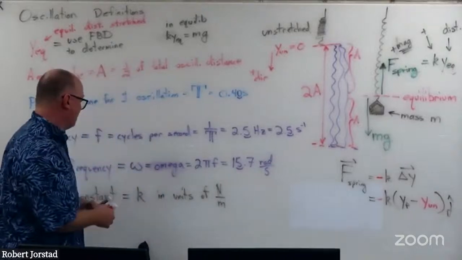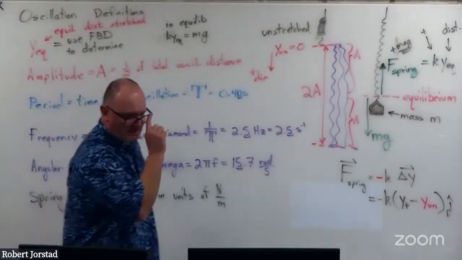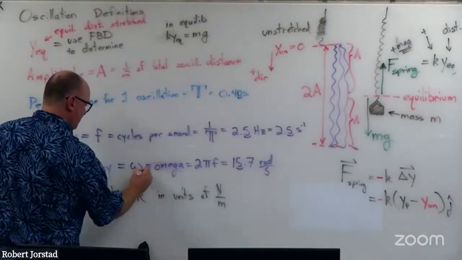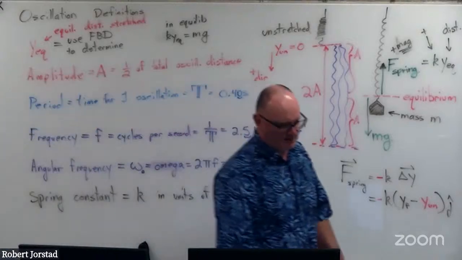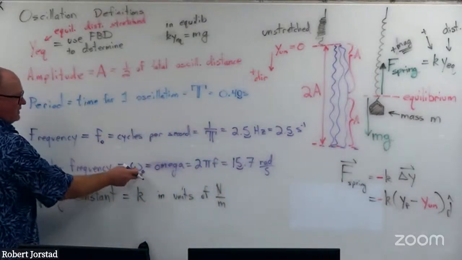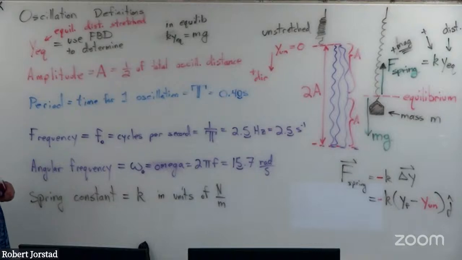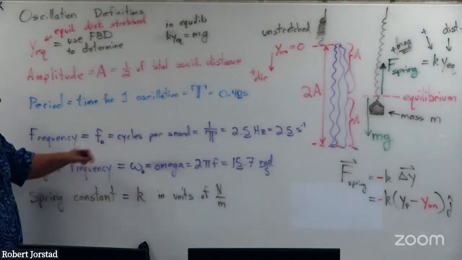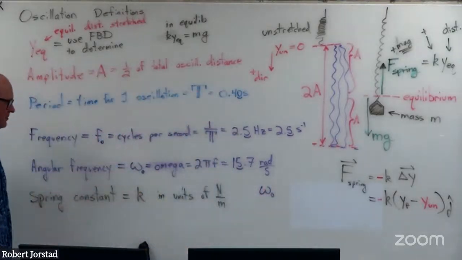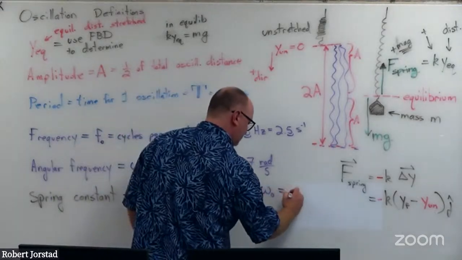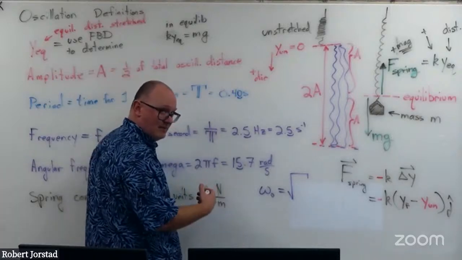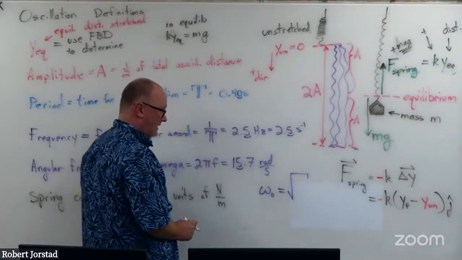In my notes in the book, I'm going to use omega naught and F naught for these symbols. There's a reason for putting the subscript 0 on there. It has to do with resonance. We'll talk about it later, but I want to point out that omega naught, the resonant frequency of this spring, is equal to the square root of, I'll tell you, it's either going to be K over M or M over K, where K is the spring constant.